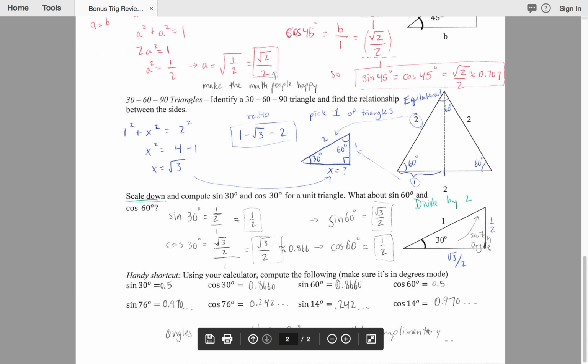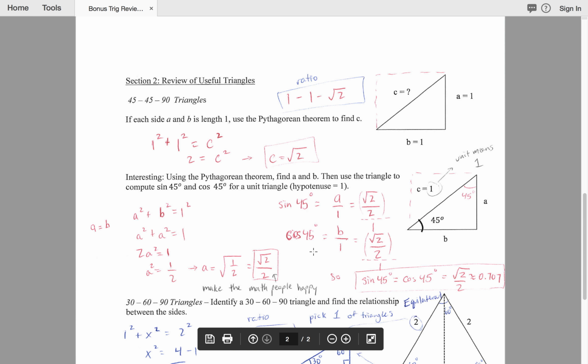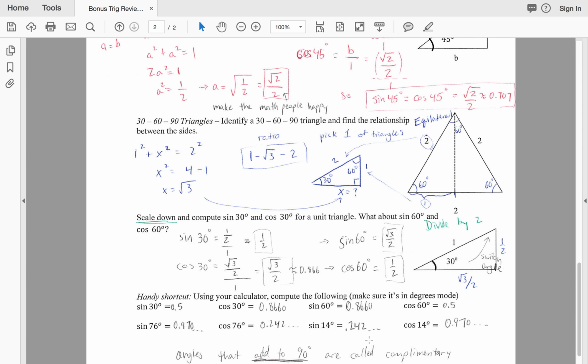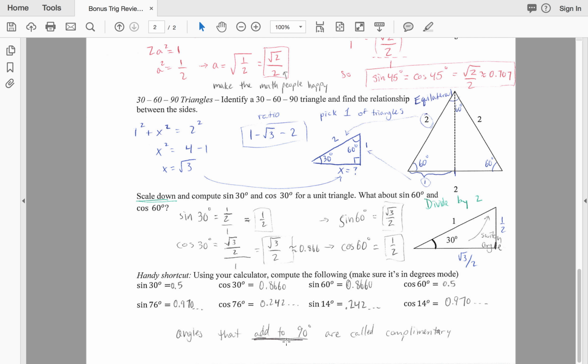Now, what we call that is complementary angles, and my little bar here is covering that up, but you can see here, angles that add up to 90 degrees are called complementary. So you'll always get the same sine and cosine values. They'll just switch when you go from one angle to the next in a right triangle.